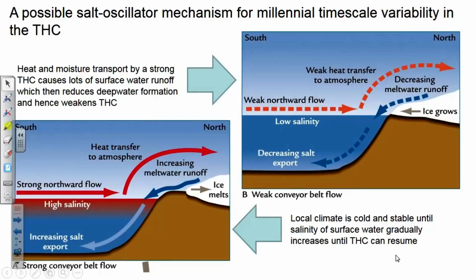So we might have this normal state, where we have strong northwards flow that's transferring heat to the atmosphere, making the water here salty so it can sink down to the bottom. Now, over time, if you do that, you're basically adding heat and extra snow to the ice sheet on Greenland, and eventually that will cause there to be more runoff.